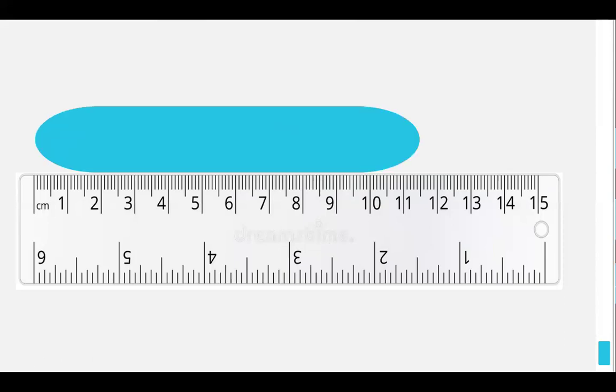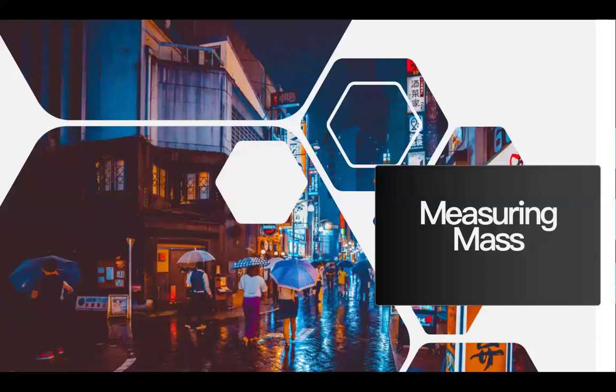Okay, next. This oval. So from here to here. So that is not 11 and 12. That is in between 11 and 12. So we will count it. 1, 2, 3, 4, 5. Okay, so these are 5. So that is 11.5 centimeter. Okay, so that is easy.